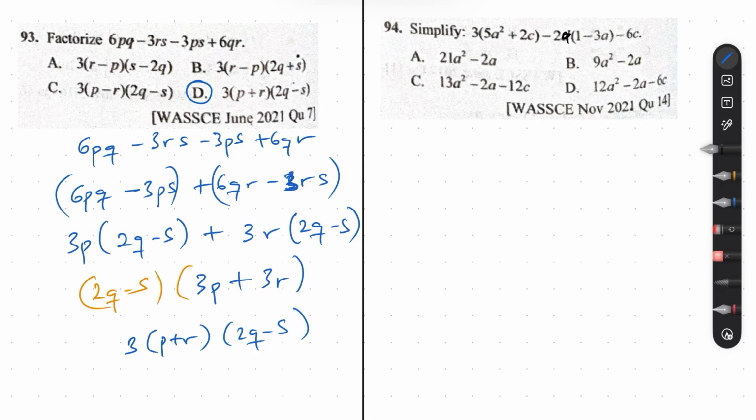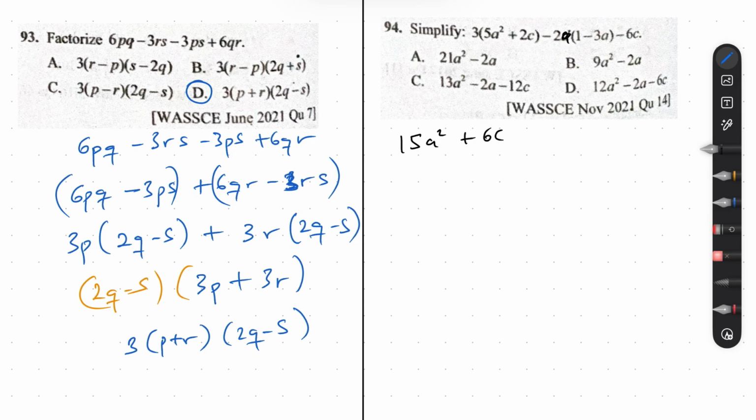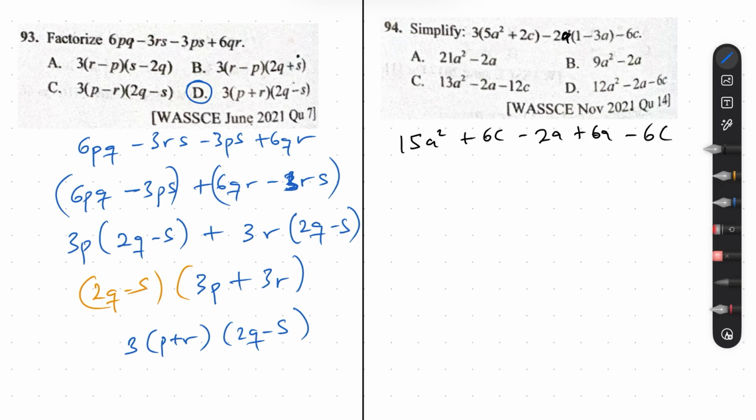Now we just need to expand, right? So let's expand. We have 15a squared plus 6c minus 2a plus 6a minus 6c. So that's the expansion, right? Okay, so now positive 6c cancels negative 6c. Sorry, it's negative 6c.